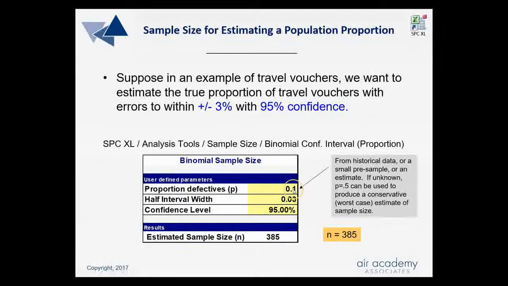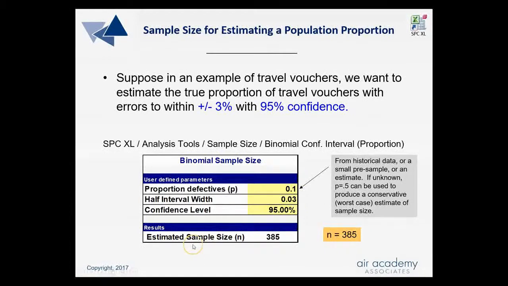But let's say in this case we have a 0.1, we say about 10% of our vouchers in the past have had problems or errors. So then you put 0.1. Again, you don't put the percent there, you put the proportion, or 0.1. That's what this P represents, a proportion of defectives in the population, our estimate of it, and 0.03 would give us a sample size of 385.